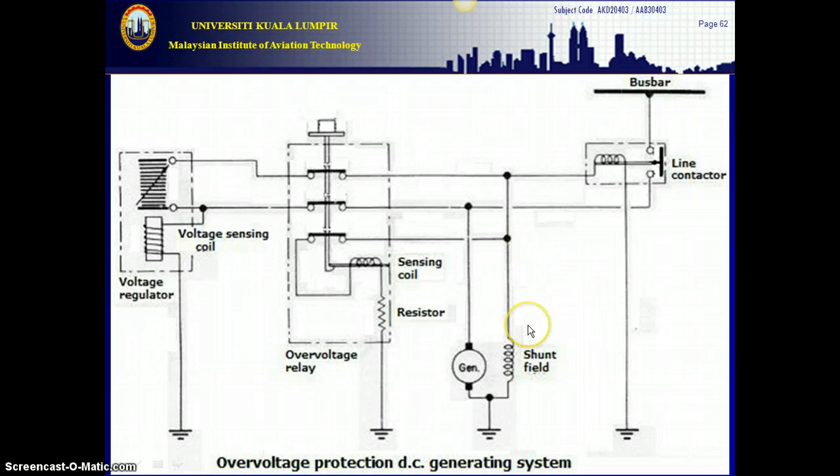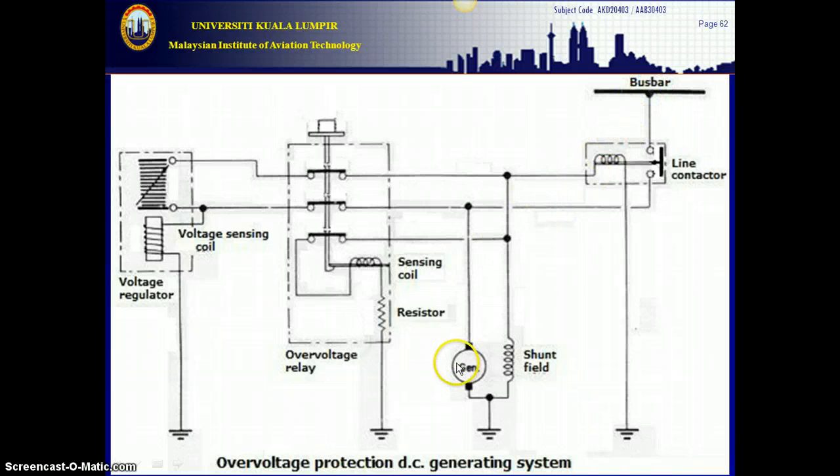Here is an example of the overvoltage protection for a DC generating system. So here we have the DC generator. This is the armature, and this is the field coil. This is the overvoltage relay, which consists of the sensing coil and resistor. This is the voltage regulator, a carbon pile type of voltage regulator. And also the contactor that will open or close to connect the power from the generator to the bus bar.